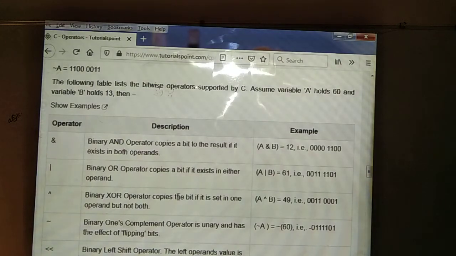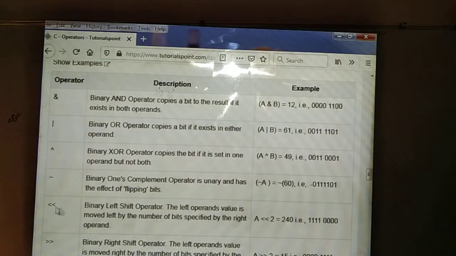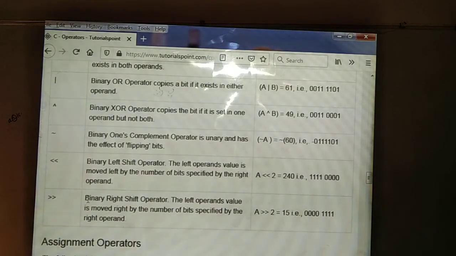Next, binary XOR operator copies the bit if it is set in one operand but not both. Negation. Binary ones complement operator is unary and has the effect of flipping bits. Flipping the bits means negation. We are going to be applying that. Next, binary left shift operator. The left operand value is moved left by the number of bits specified by the right operand. Next, binary right shift operator. The left operand value is moved to the right by the number of bits specified by the right operand.